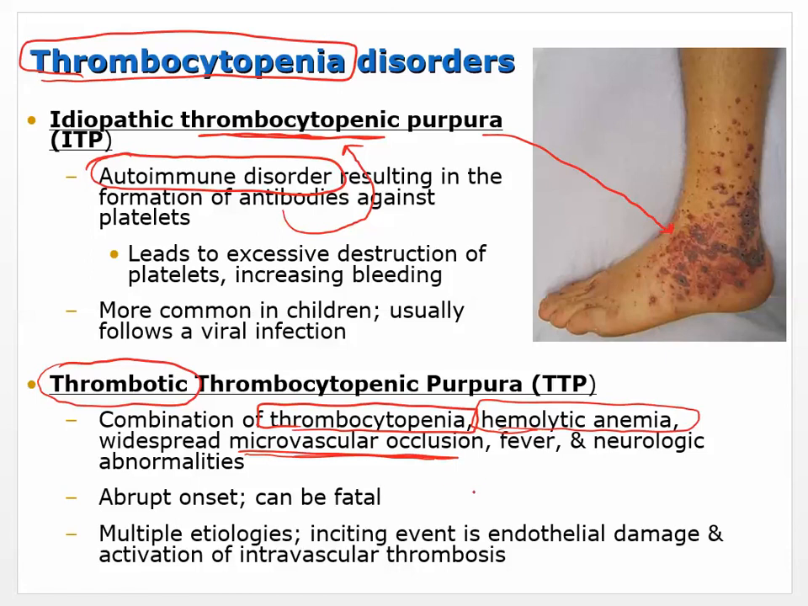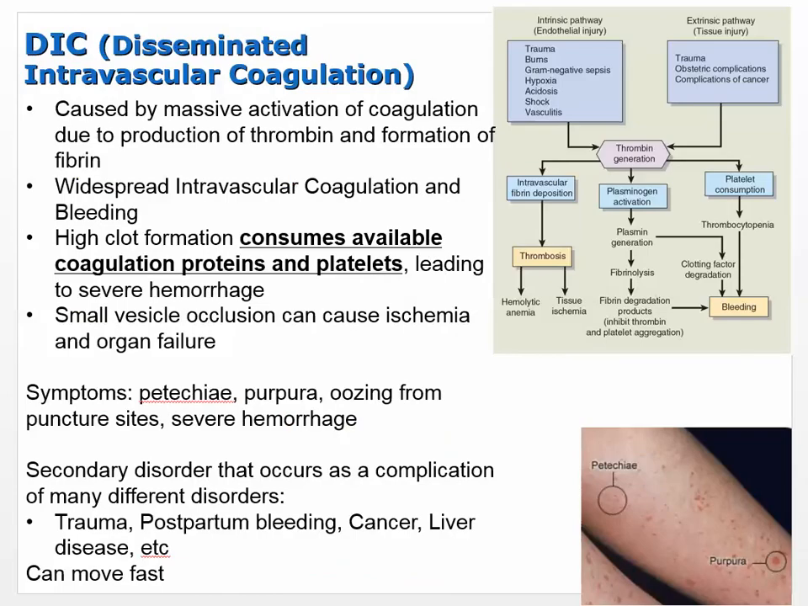So abrupt onset can be fatal. Anything that's going to cause out of control clotting can be. Multiple etiologies. Inciting event is endothelial damage and activation of intravascular thrombosis. So you have some kind of endothelial damage to the vessel, and then clotting that occurs in the vessel, and that's going to use up your platelets.